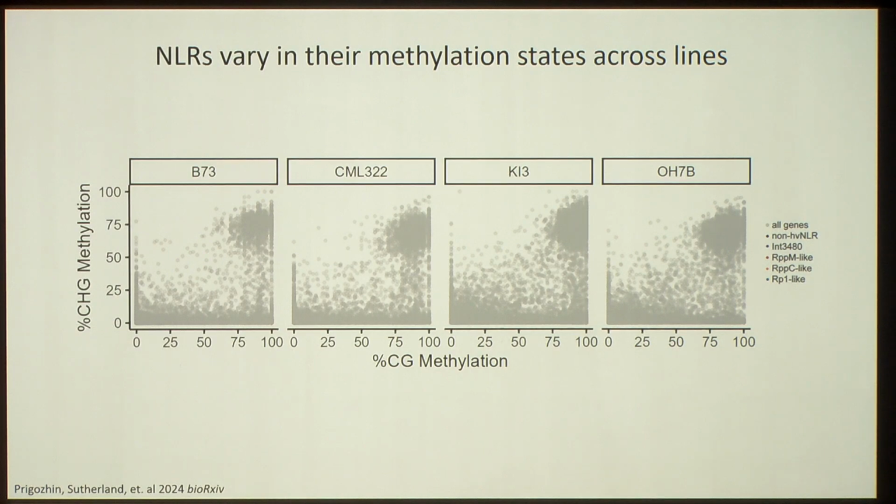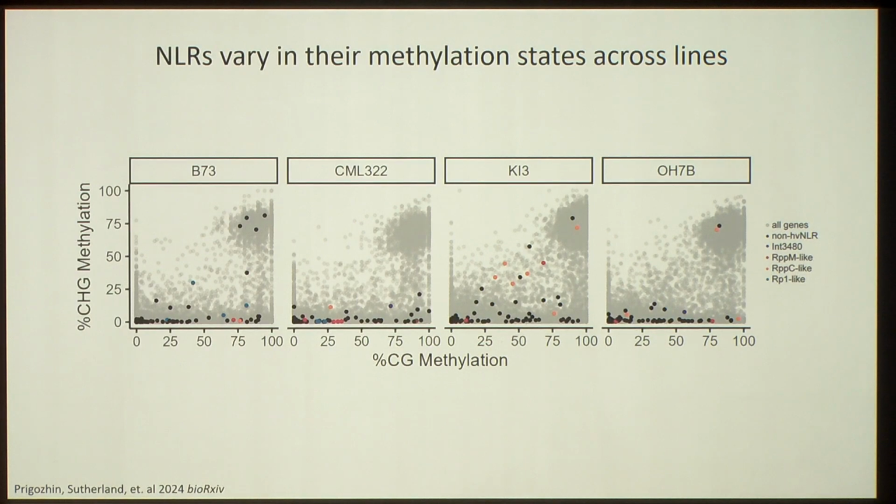So you're silenced, and there's often a lot of sequence divergence in these genes. I'm showing you 4 representative lines, and this is all of the genes in the genome plotted. If we overlay the NLRs, we can see that there's variation in both non-highly variable NLRs and highly variable NLRs in their methylation states. Most NLRs exist along this continuum of CG methylation, but in a few lines, you'll get these NLR clusters in this TE-like methylation state, and some that are in this ambiguous state.